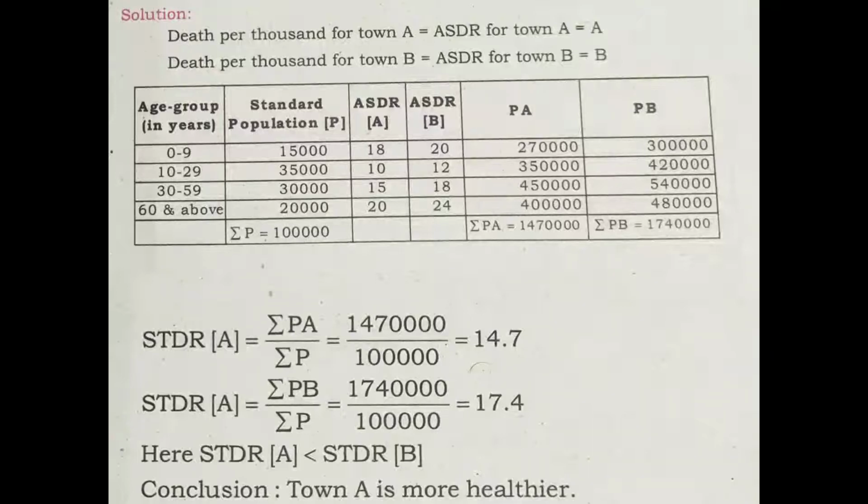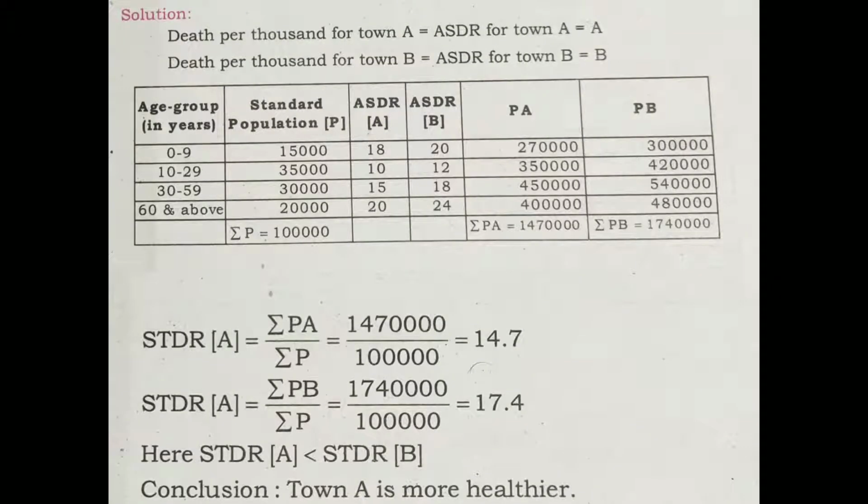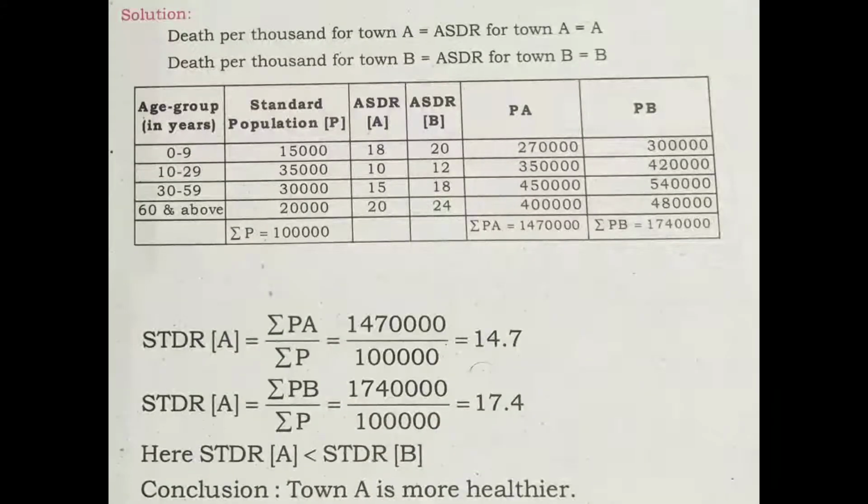What is the value of P? Standard population is already given. So write first the age group in years, standard population, then ASDR of A, ASDR of B, then calculate P into A. P into A is nothing but 15,000 into 18, which is equal to 2,70,000. 35,000 into 10, which is equal to 3,50,000. 30,000 into 50,000 is equal to 4,50,000.